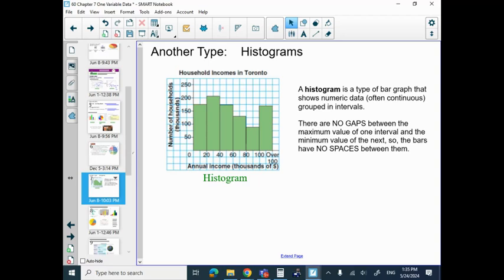And so you divide it up into intervals. So your interval from 0 to 20 and then 20 to 40 and so on for annual income, for example, there's no spaces between those values. There isn't any, like, no one makes 20 to 40, so it leaves it blank or something. So there's no spaces between them.